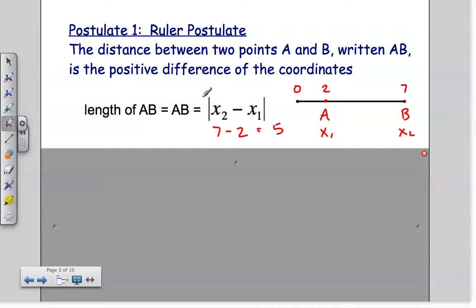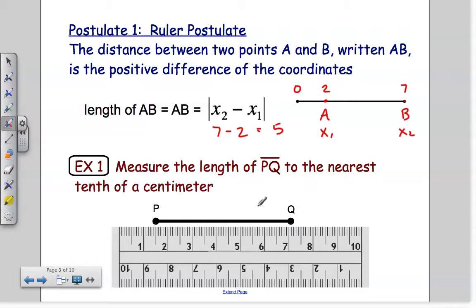So a lot of words, and it looks complex. How do you find the distance between your points? You just subtract their coordinates and make sure you do the positive answer. And another quick example here. Really, this is if you were sort of measuring, or you didn't have 0 on the first point. So I want to know the length of line segment PQ, line segment, because there's no arrows, to the nearest tenth of a centimeter. I look at where point P is on this ruler, and it looks like it's at 1.5, I would say.